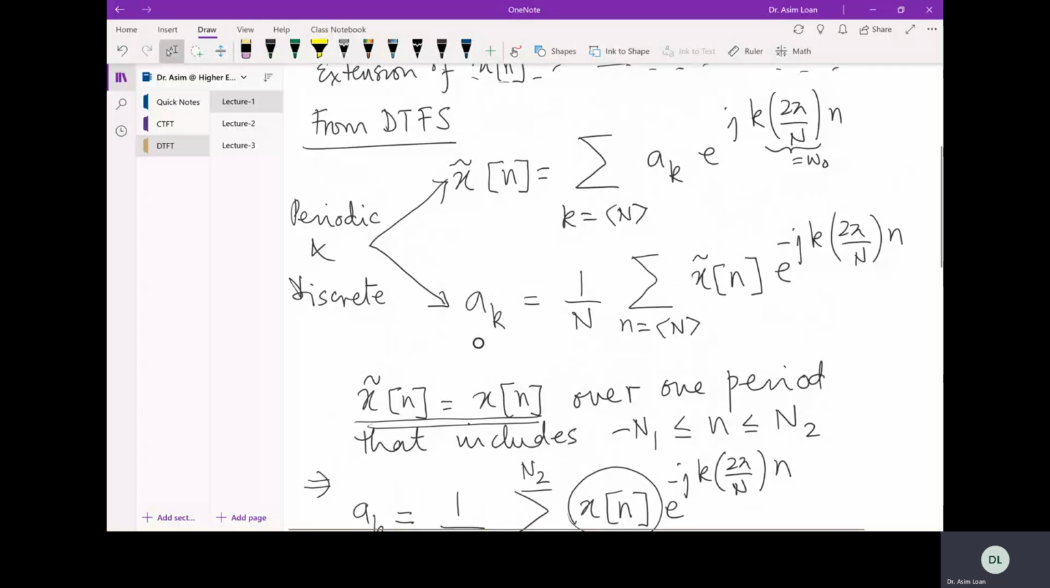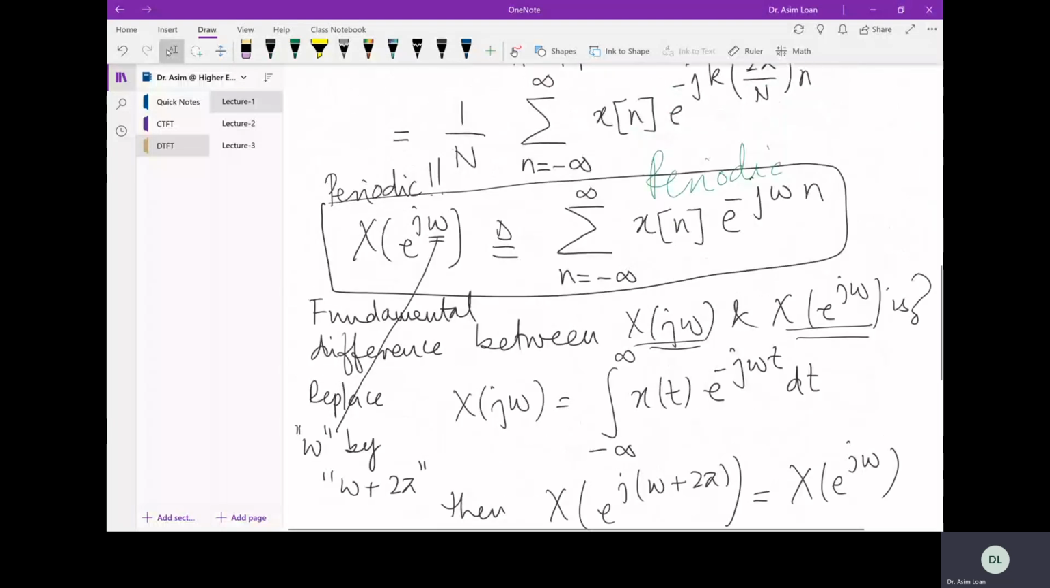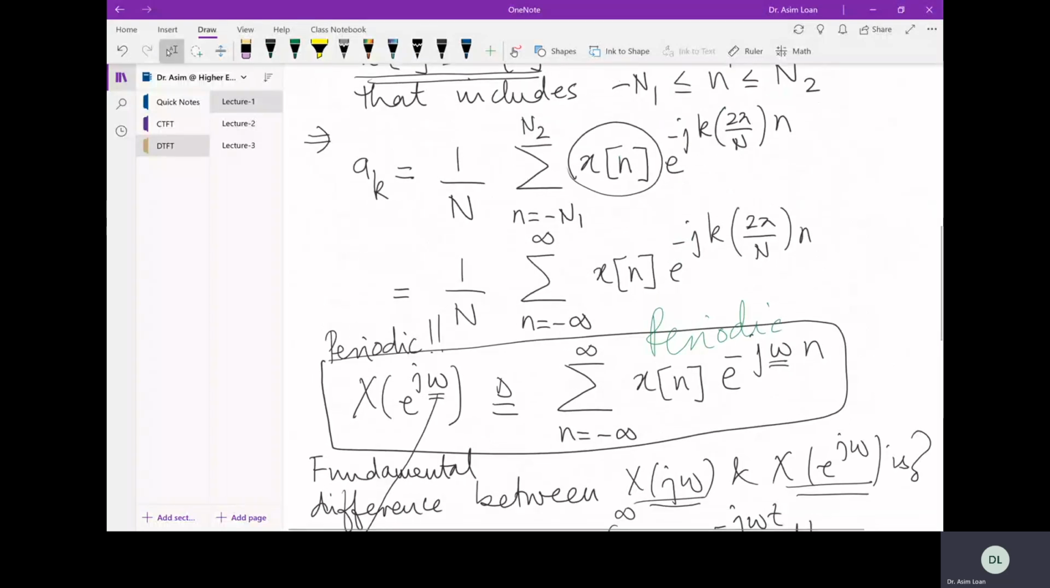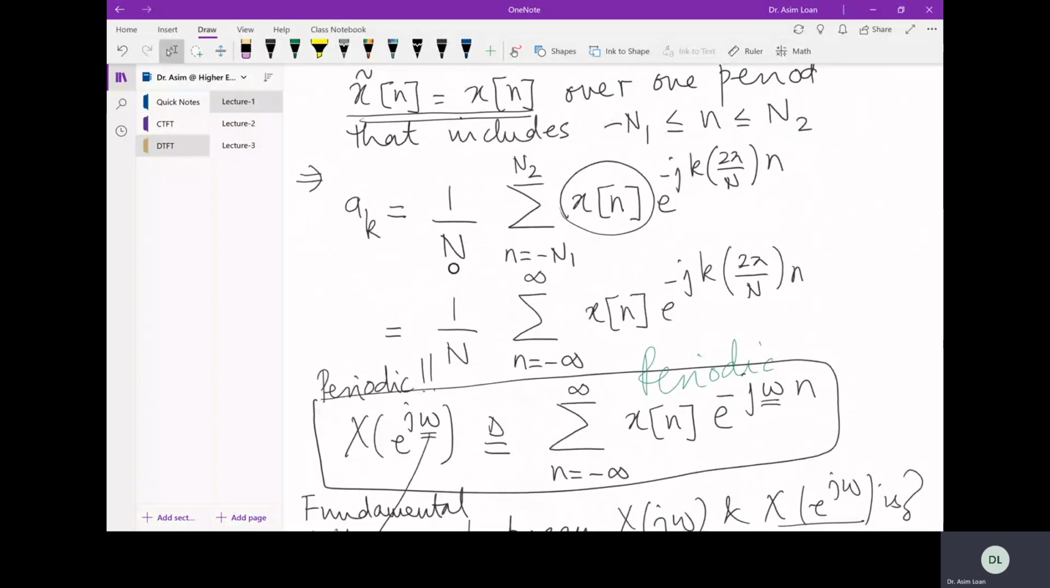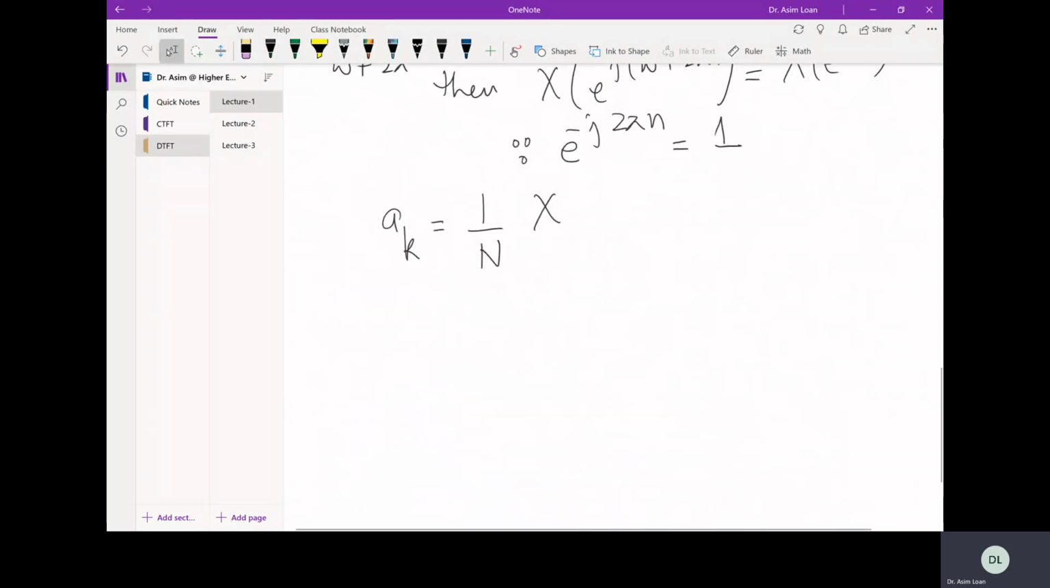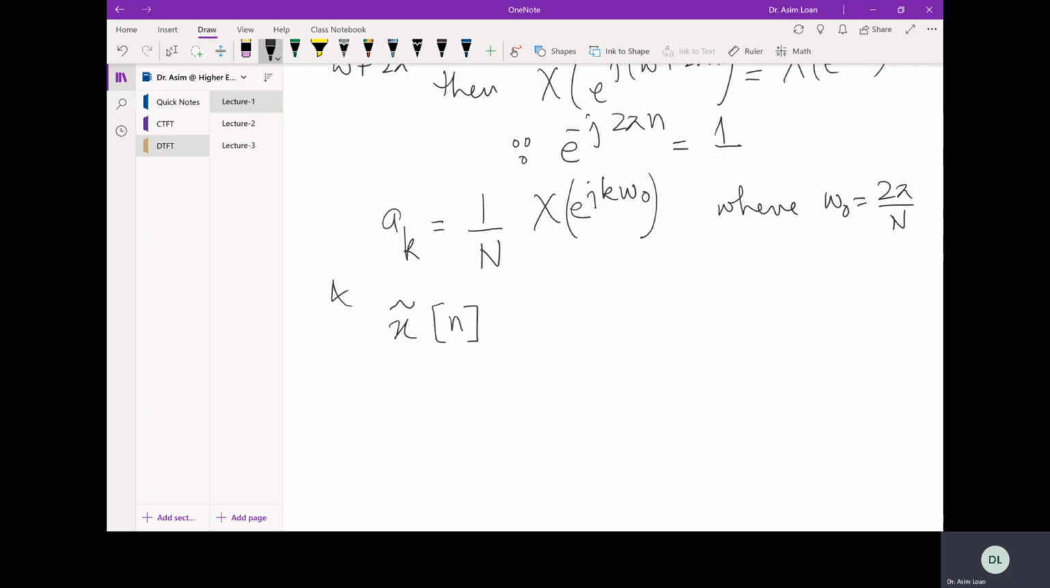A k's are also periodic. So I can write a k equals 1 over n times x of e to the j k omega naught, where omega naught is 2 pi by n, and x tilde of n equals 1 over n, the sum over n values of small k, a k, which is x of e to the j k omega naught, into e to the j k omega naught n.